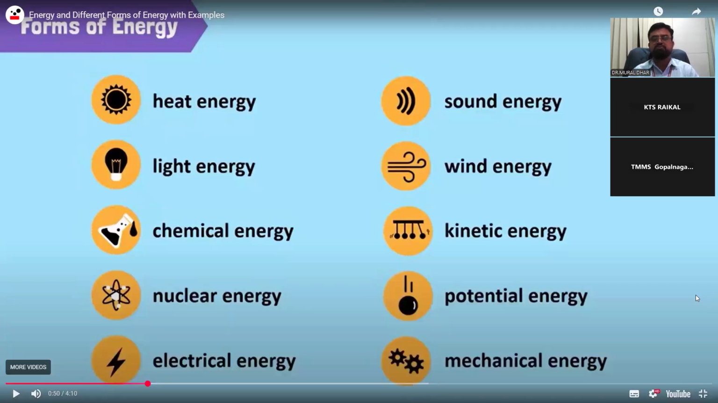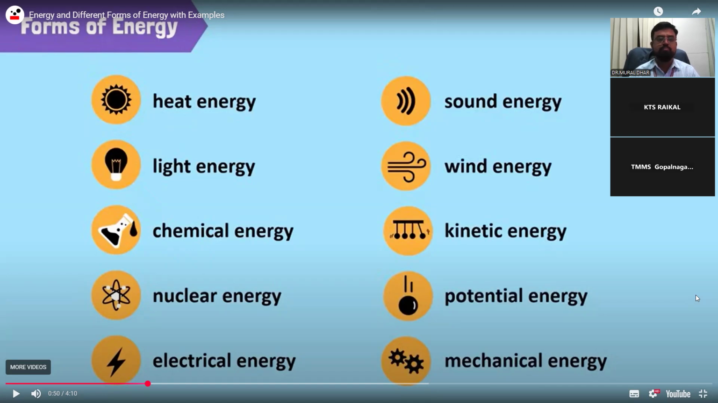These are different forms of energies which we will come across in our day-to-day life. Daily, we'll come across one or other in our day-to-day life. We'll use heat energy, we'll use light energy, we'll use chemical energy. Of course, nuclear energy we won't use. Electrical energy, sound energy, wind energy, kinetic, potential, mechanical, everything. All forms of energies we'll use some day or other in our life.